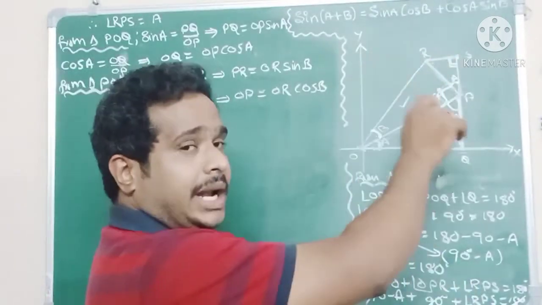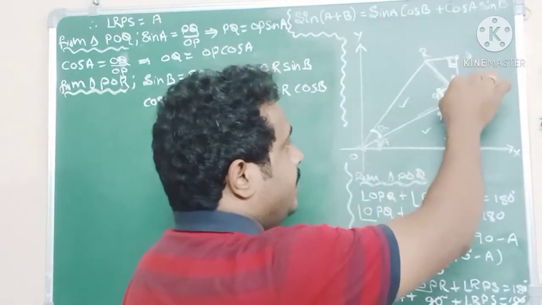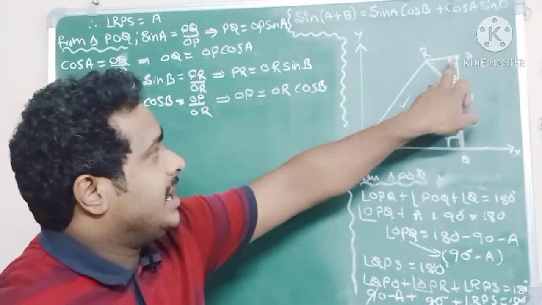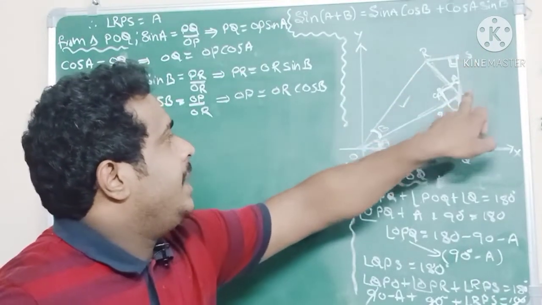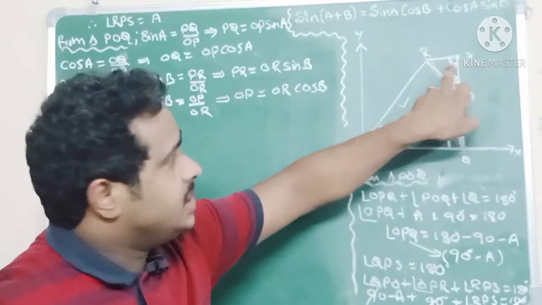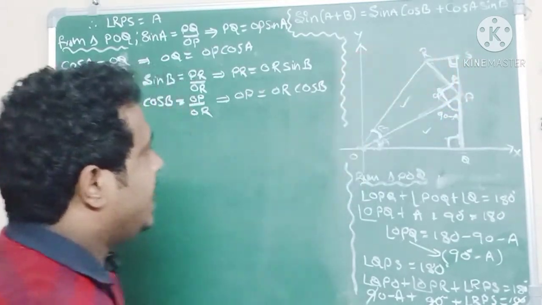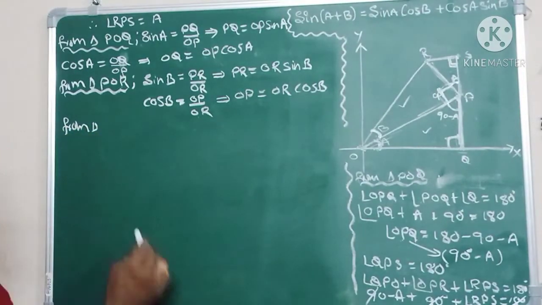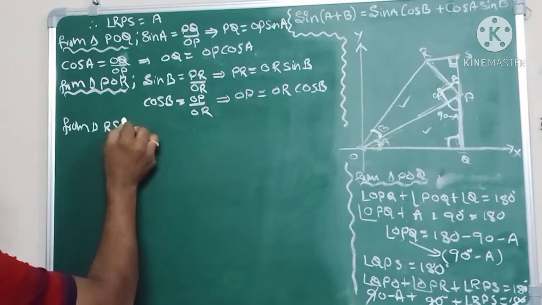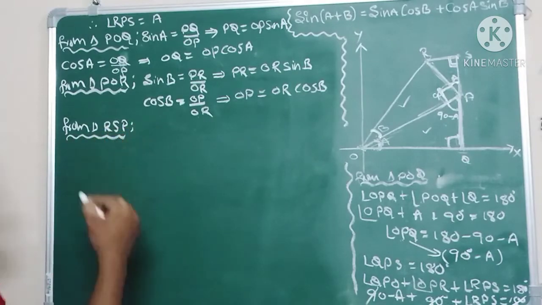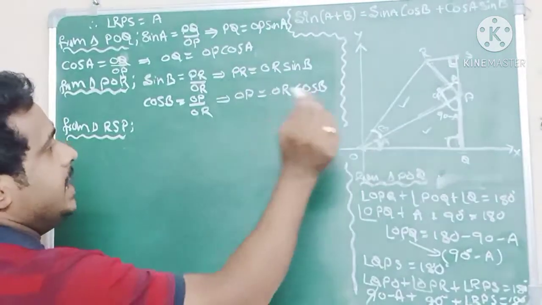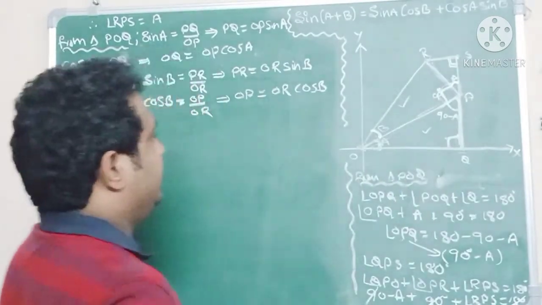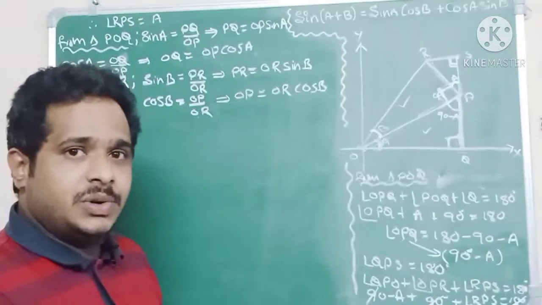Then go to one more right angle triangle, that is PRS or PSR, whatever it is. One more right angle triangle where RS is perpendicular to PS, meaning here it is 90 degrees. So triangle PRS is the right angle triangle. In this triangle, what is an acute angle here? Again, A. So take the sin ratio and cos ratio.